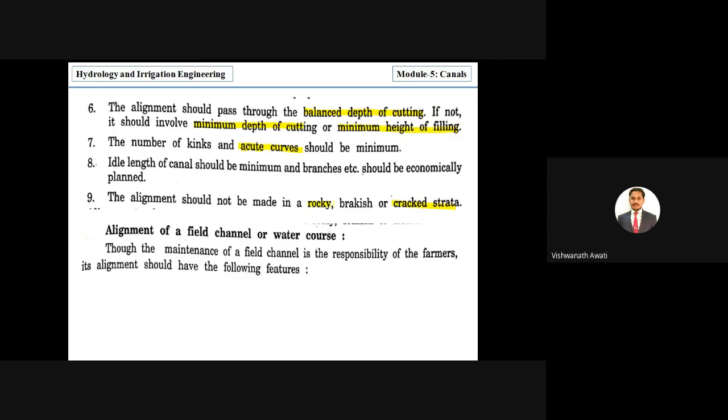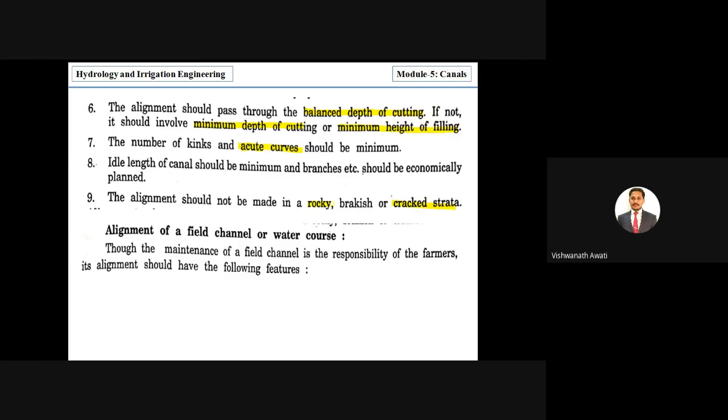Then alignment of field channel or water course. It is the end portion of the canal. If you take the classification of canal, first is the main canal, second is branch canal, third is major distributary canal, fourth is minor distributary, and fifth is water course, which supplies water to the farmlands. Right. So maintenance of the field channel is the responsibility of farmers.